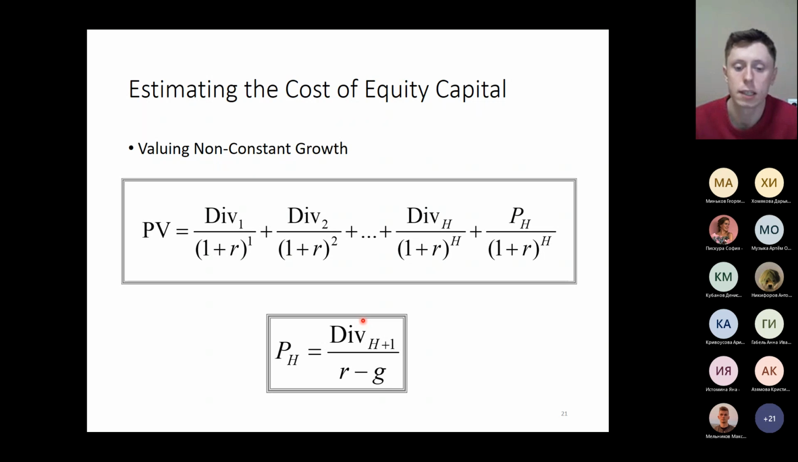This is the same formula for the situation when the growth rate of dividend is not constant. In this case we have some estimation of the future dividends and discount them separately. Then there is a dividend at the horizon value. Until that point we have some precise estimation, and after that we go with some assumption about the growth rate that would apply after that moment.